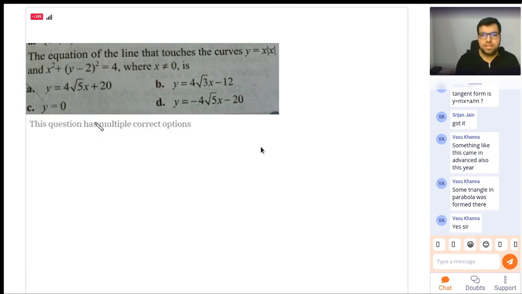Okay, so let us solve this question together. Multiple options are correct. So first we need to know the graph of y equals x.